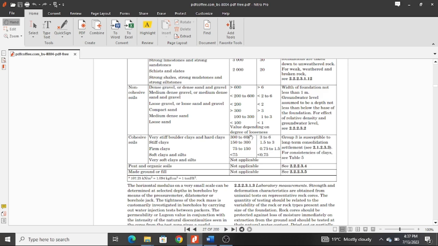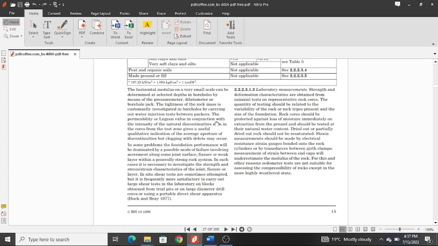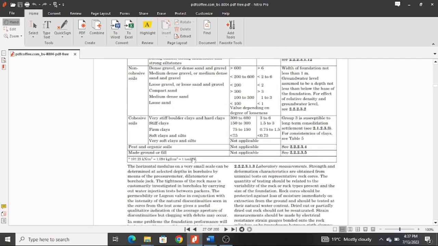So from these, the limit is from 300 to 600 for stiff boulder clays, and for just stiff clays you have 150 to 300. So I assumed a bearing capacity of 200, and 200 is what we will now use. But depending on your project location and all these other parameters, Table 1, which is on page 15, comes in handy. Also, before we leave here, you note that you have peat and made ground or fills.